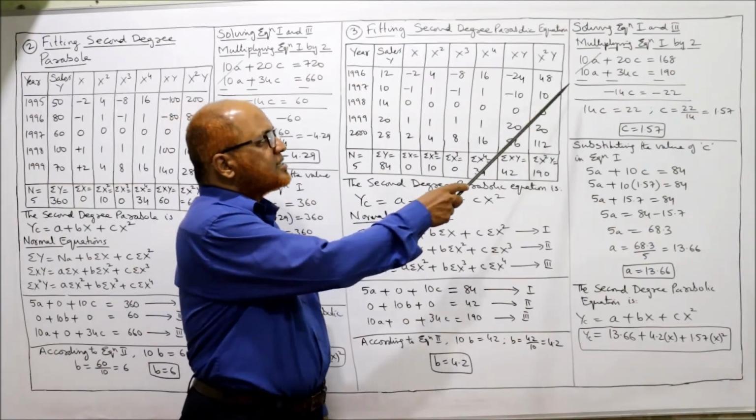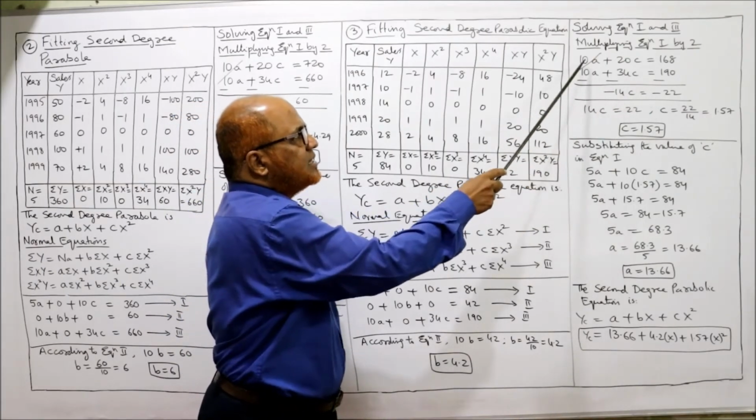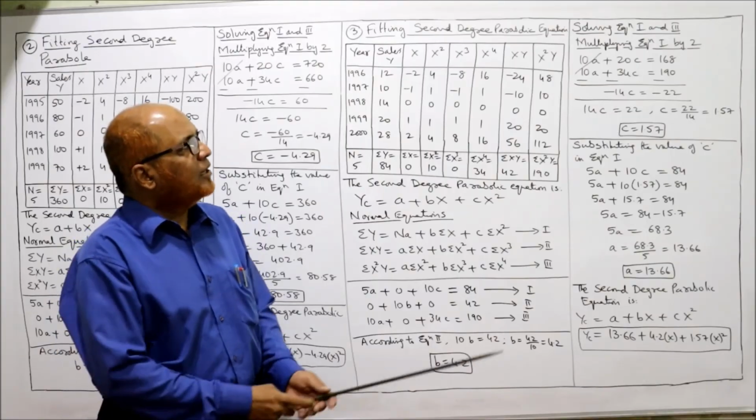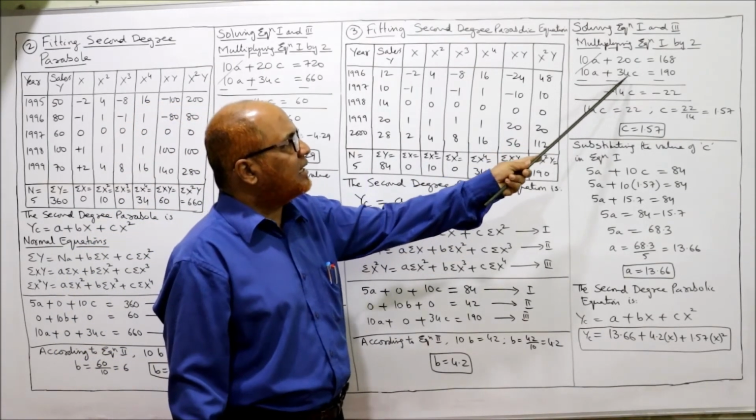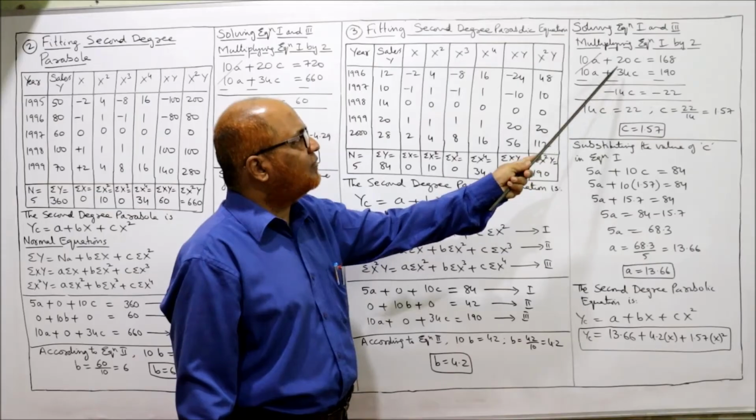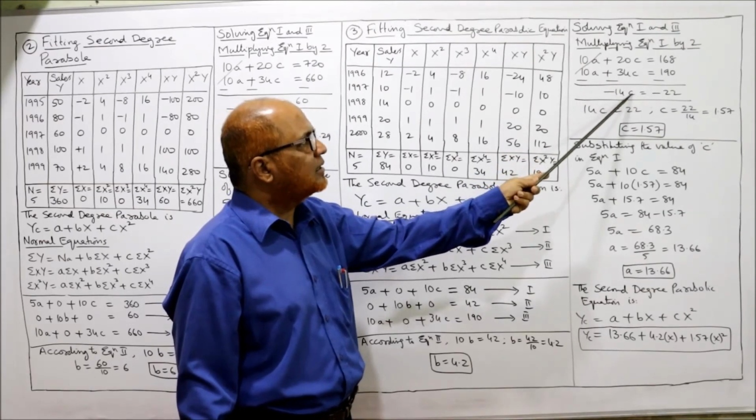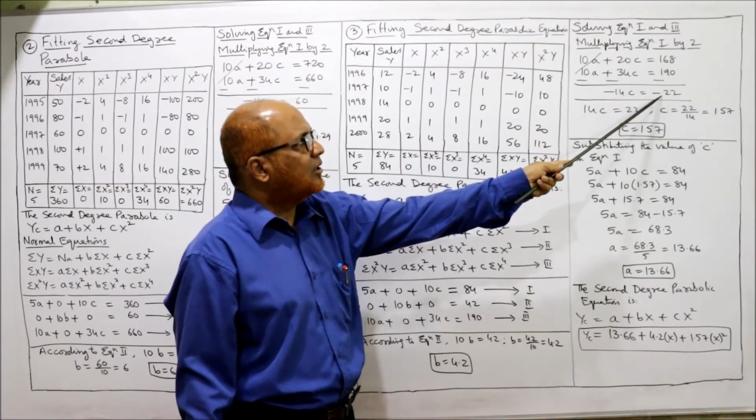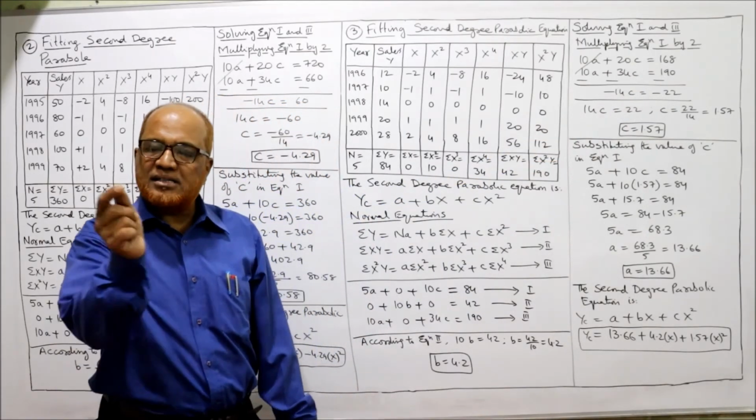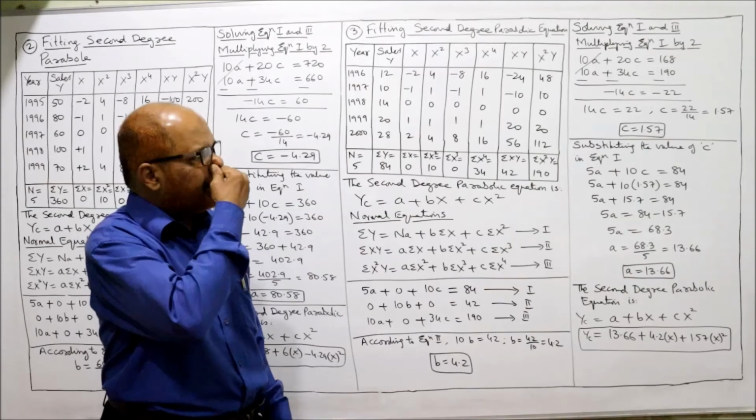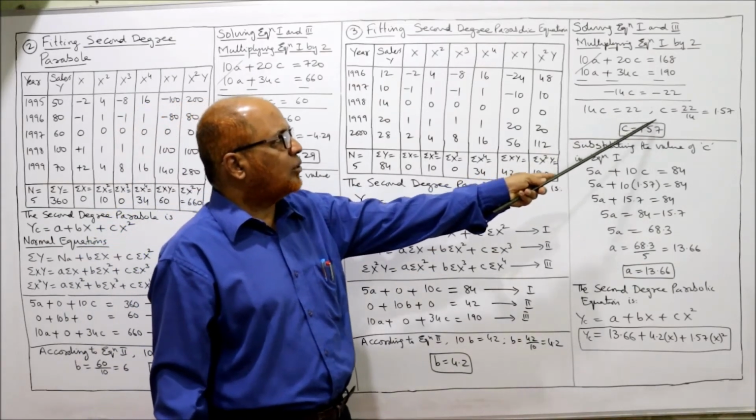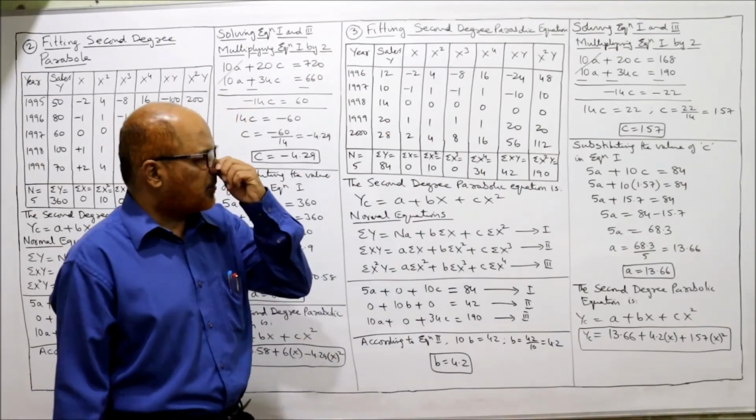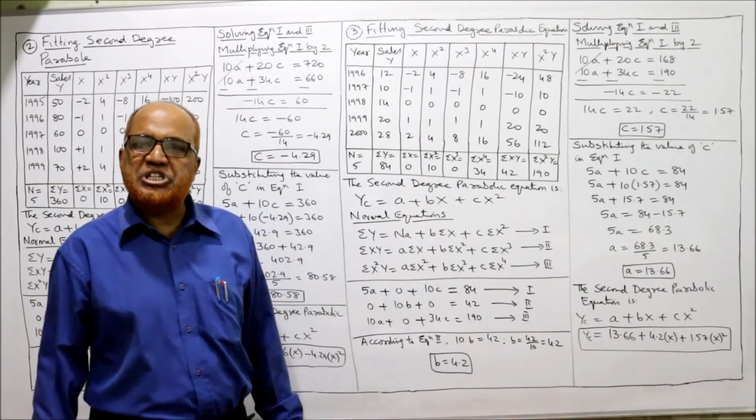Now, changing the sign, minus, minus, minus. This 10a minus 10a will get cancelled. Then 20c minus 34c, so minus 34 plus 20 will get minus 14c is equal to minus 190 plus 168. You will get minus 22. Minus is cancelled because on both the sides we have minus. So 14c is equal to 22, c is equal to 22 by 14, 1.57. We got the value of c also.